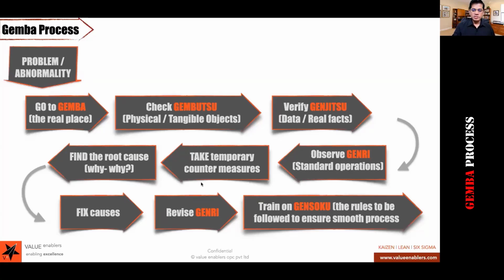Take temporary measures, something like, okay, you inform the person, don't do this, etc. But fix the root causes. He might have his own reasons, like, the system was not working. I was not able to authorize it. I was not able to do this.